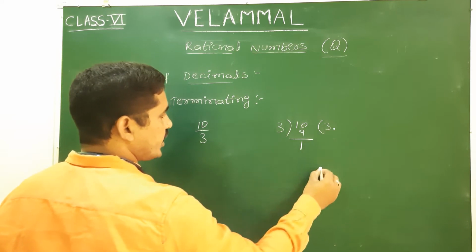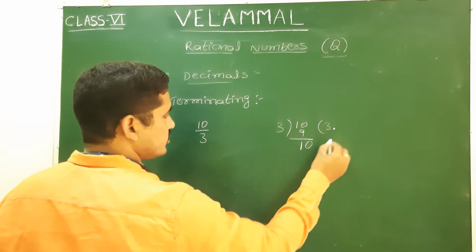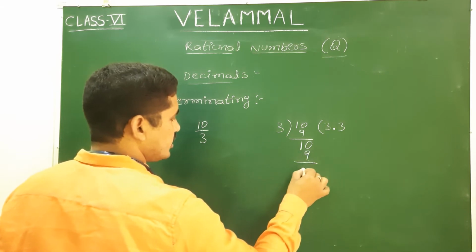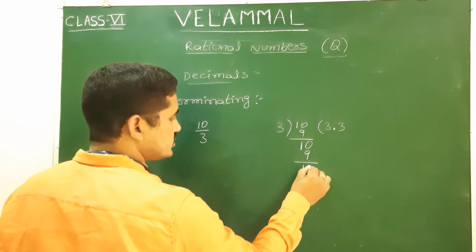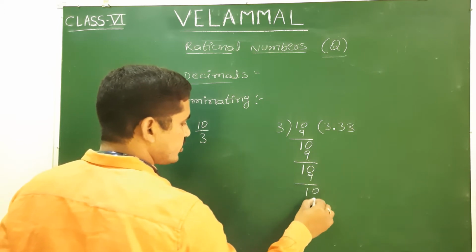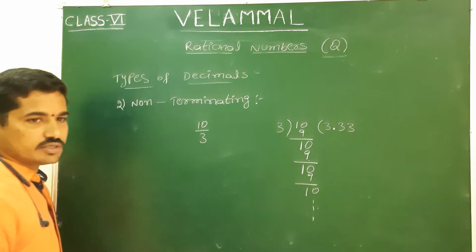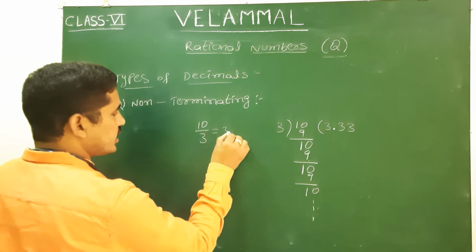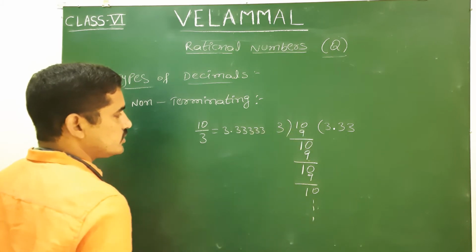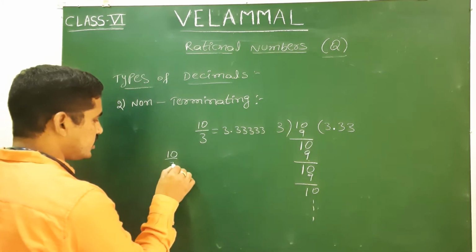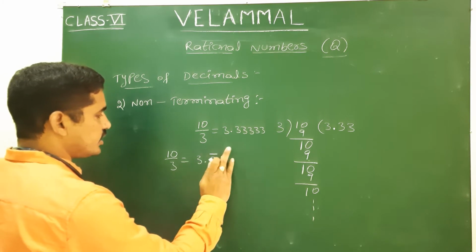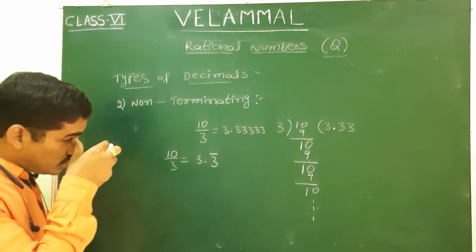Again we take a point. Again we need to take 0. 3 threes are 9 again. Again the remainder is 1, the point is already there, then 0, then 3 threes are 9, again 1, and so on the procedure will continue. So it can be written as 3.3333 and so on. So 10 by 3 can be expressed as 3.3 bar.